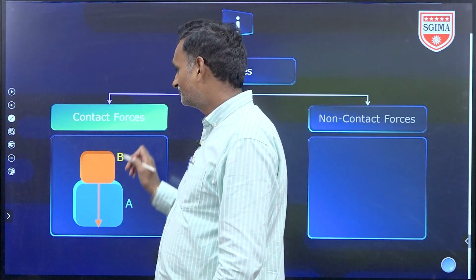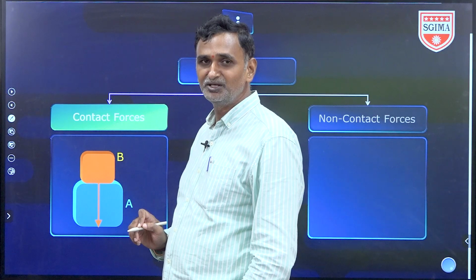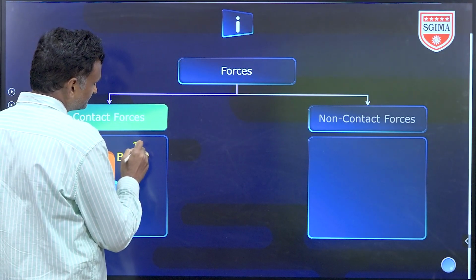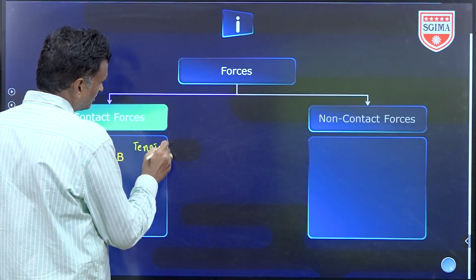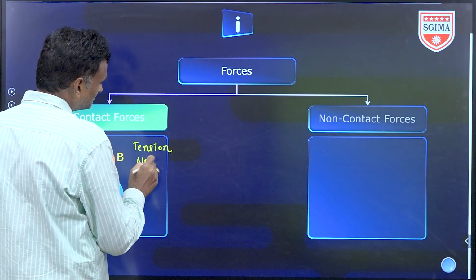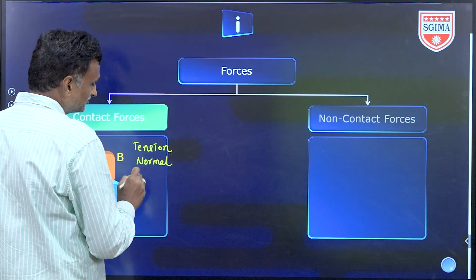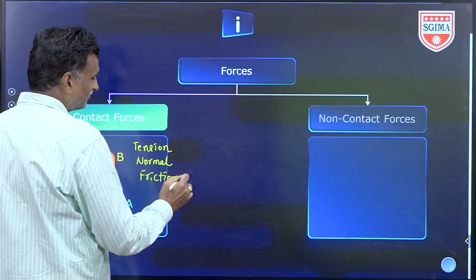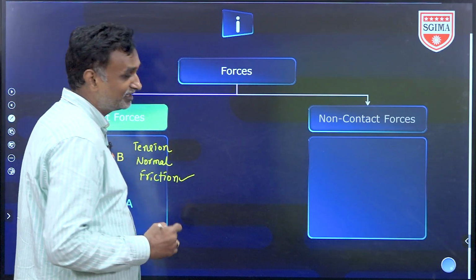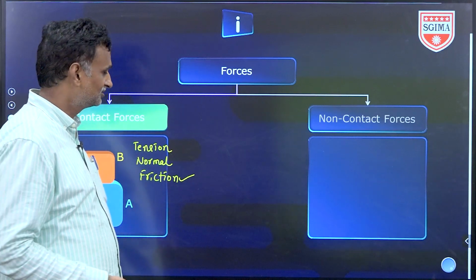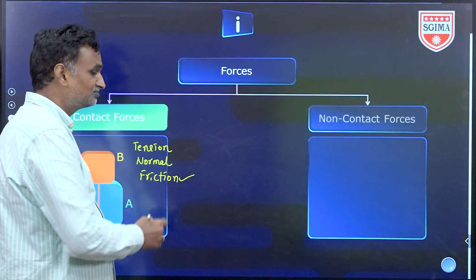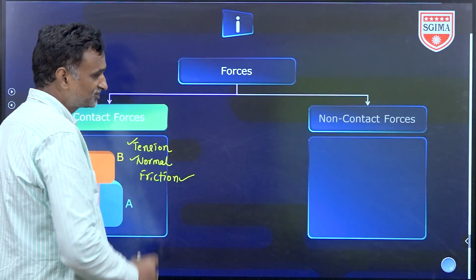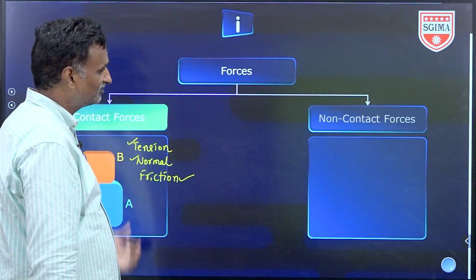First of all, contact forces basically include tension force, next normal reaction, next friction. About these you will learn a completely new lesson in the coming parts. It is given as a complete lesson, but we will give some introduction for tension, normal force and friction. Okay? Let us know one by one.